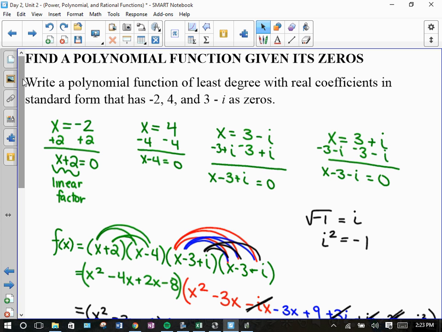Mind blown. We'll spend another day on this. For your homework, you are doing page 94, 10 and 12, and you're doing 26, 28, and 32 and 34.